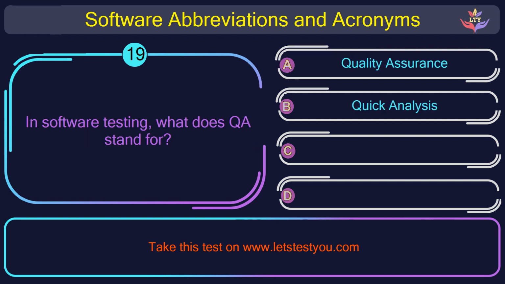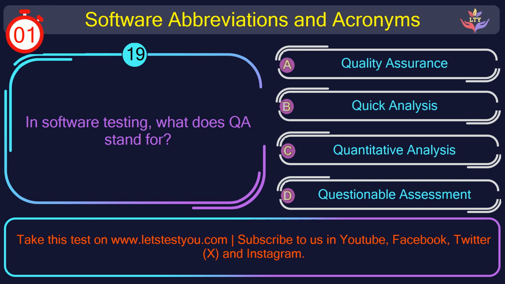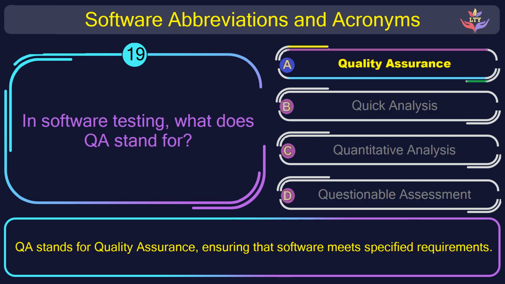Question number 19. In software testing, what does QA stand for? The correct answer is option A. Quality Assurance. QA stands for Quality Assurance, ensuring that software meets specified requirements.